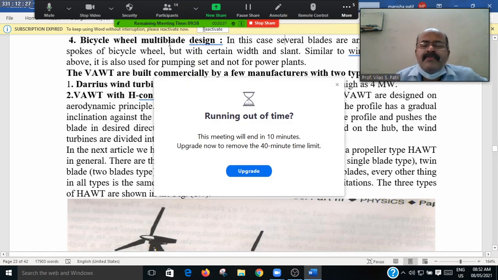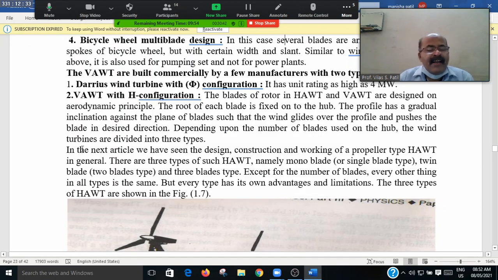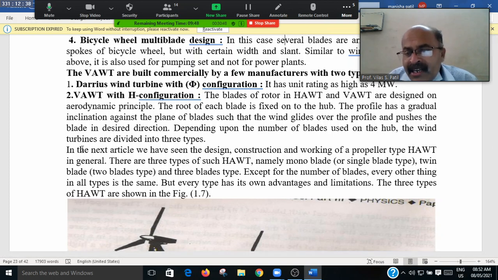In the next article we will see the design, construction, and working of the propeller type horizontal axis wind turbine in general, and there are three types of such HAWT, namely monoblade, which is known as single blade type, twin blade, which is the two blade type, and three blade, where three blades are used. Except for the number of blades, every other thing in all types is the same.